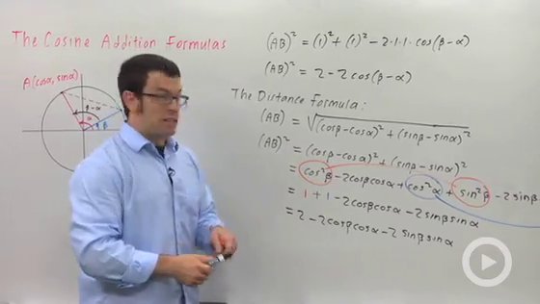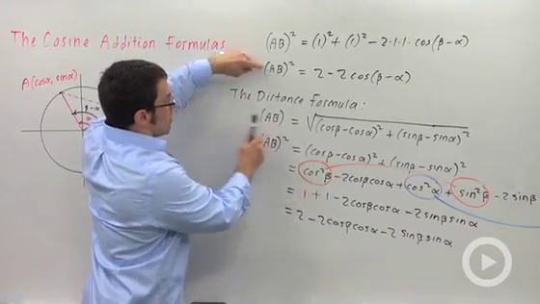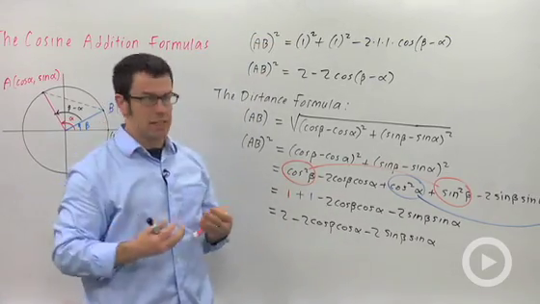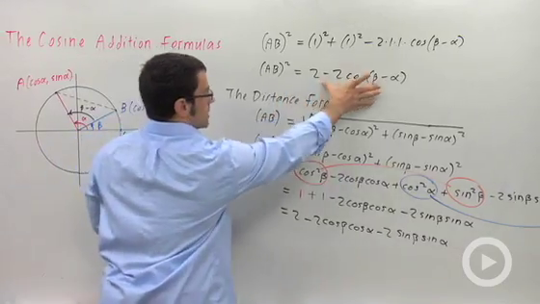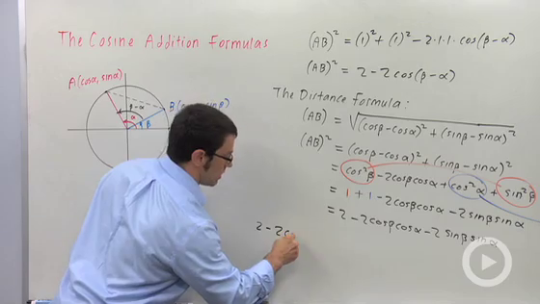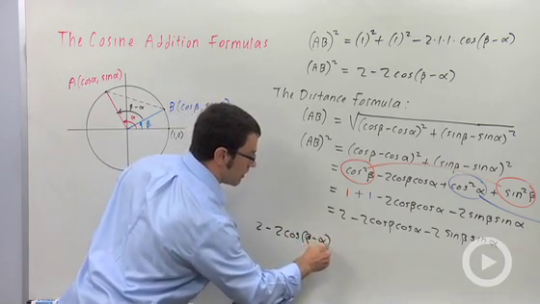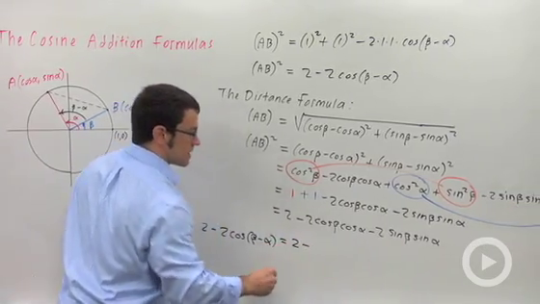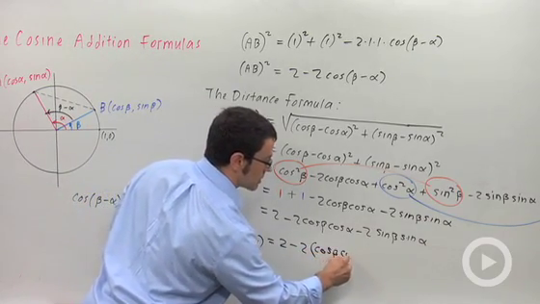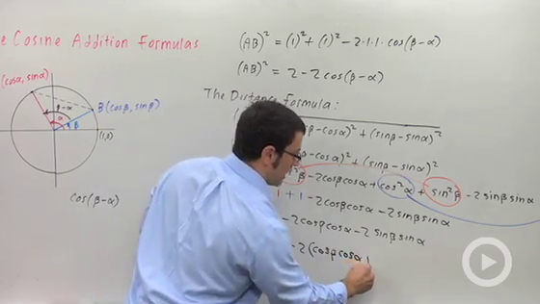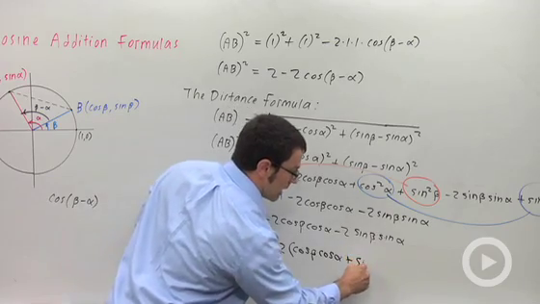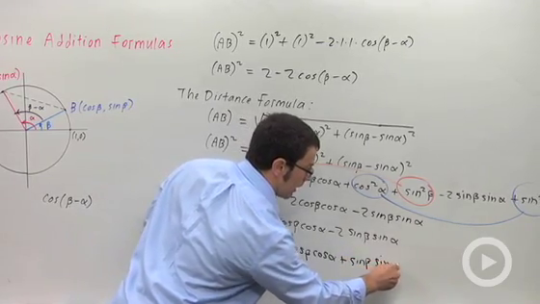Now, the plan was to set these two equal to each other. Both this quantity equals AB squared and this quantity equals AB squared, so they must equal each other. And so I pull this in and substitute it on the left, and I get 2 minus 2 cosine of beta minus alpha equals 2 minus, and I'll factor the 2 out, 2 times cosine beta cosine alpha plus, if I factor the negative 2 out, I'll be left with plus sine beta sine alpha.